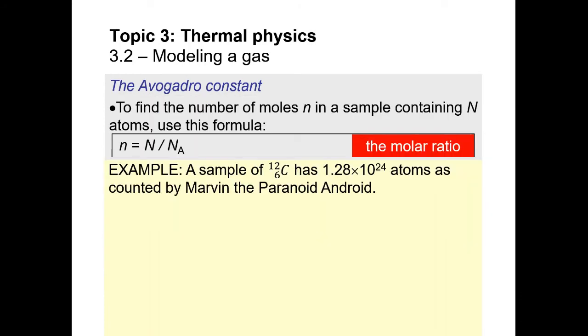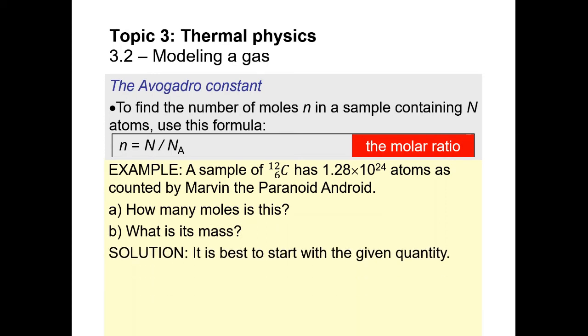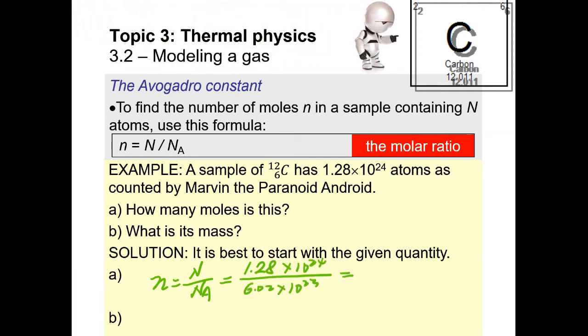A sample of carbon-12 has 1.28 times 10 to the 24 atoms as counted by Marvin, the paranoid android. A. How many moles is this? B. What is its mass? So let's take a look at A. Total number of atoms is given, and we would like to find the mole number. That's mole number equals total number of atoms divided by Avogadro constant, so N divided by Na. N is the total number of atoms, 1.28 times 10 to the 24. Avogadro constant is 6.02 times 10 to the 23. So that gives us 2.13 moles.